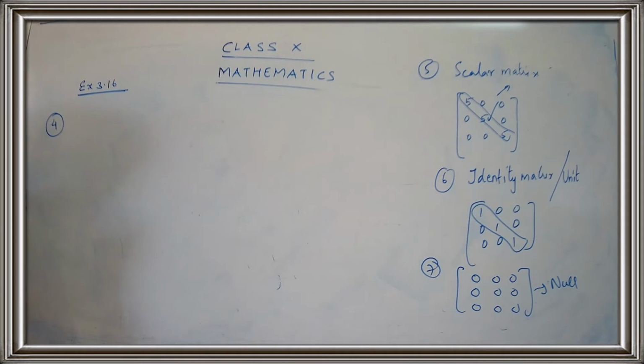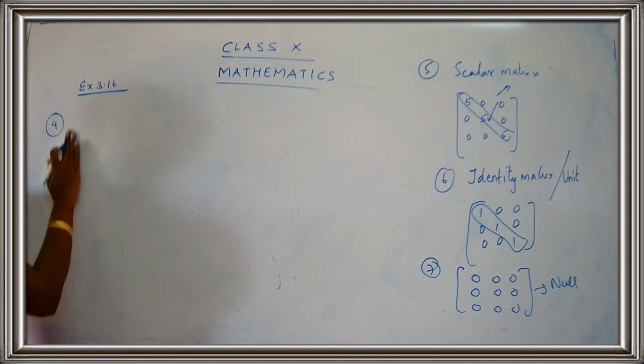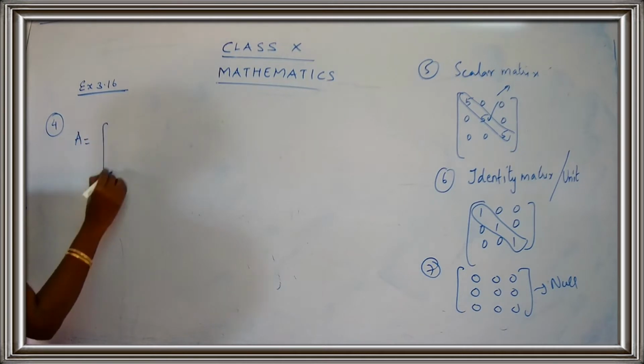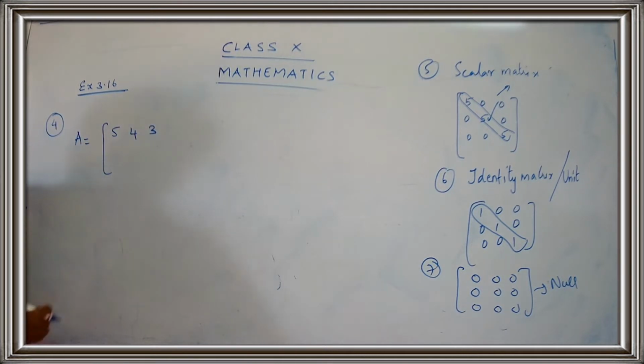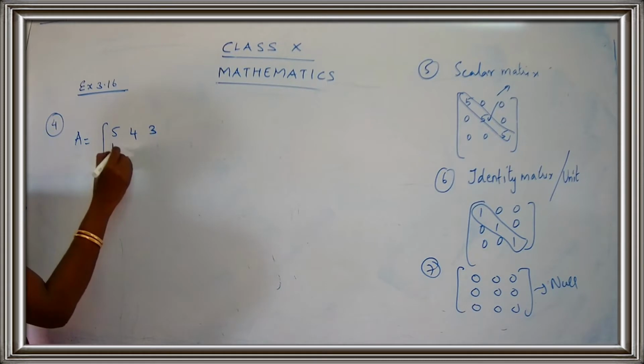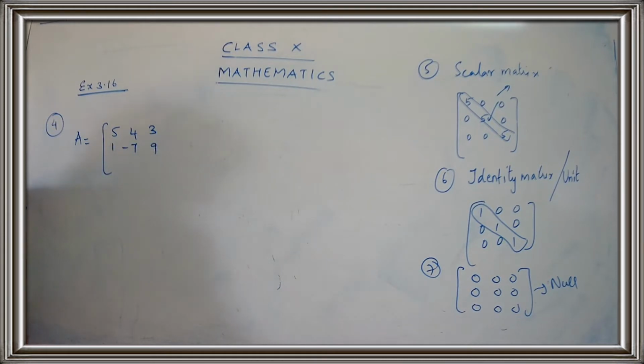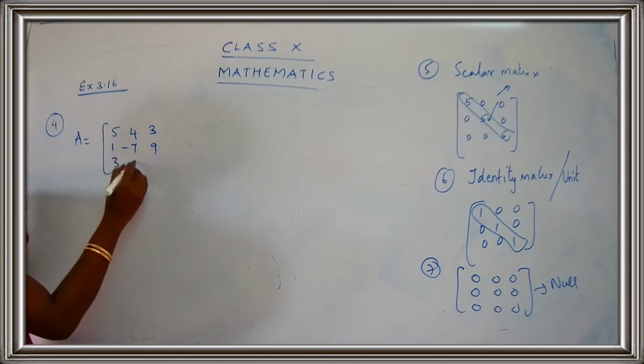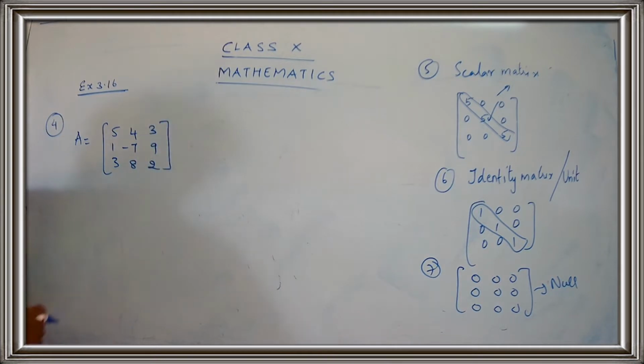If A is equal to 5, 4, 3, 1, minus 7, 9, 3, A, 2. You have to find A transpose. Then find the transpose of A. So just take down A, children.